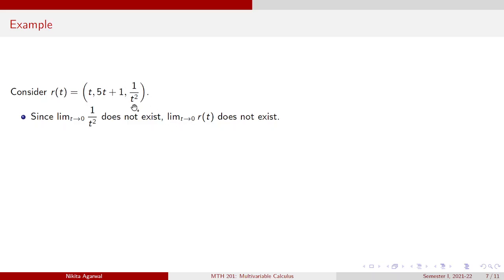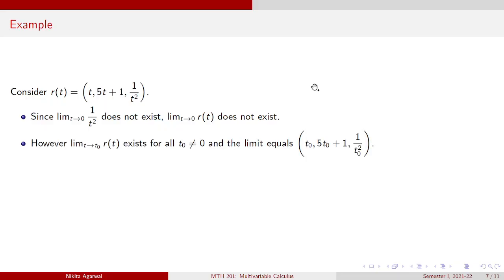Because one of its components, even though for the first and second components the limit exists when t goes to 0, for the third component the limit does not exist, so r(t) does not have a limit at that point. However, if you take any other t naught which is not 0, then the limit exists, and what does it equal to? It equals the component wise limit, right? So as t goes to t naught, the limit of t is t naught, of 5t plus 1 is 5t naught plus 1, and of 1 by t square is 1 by t naught square. So that is the limit when t naught is non-zero.